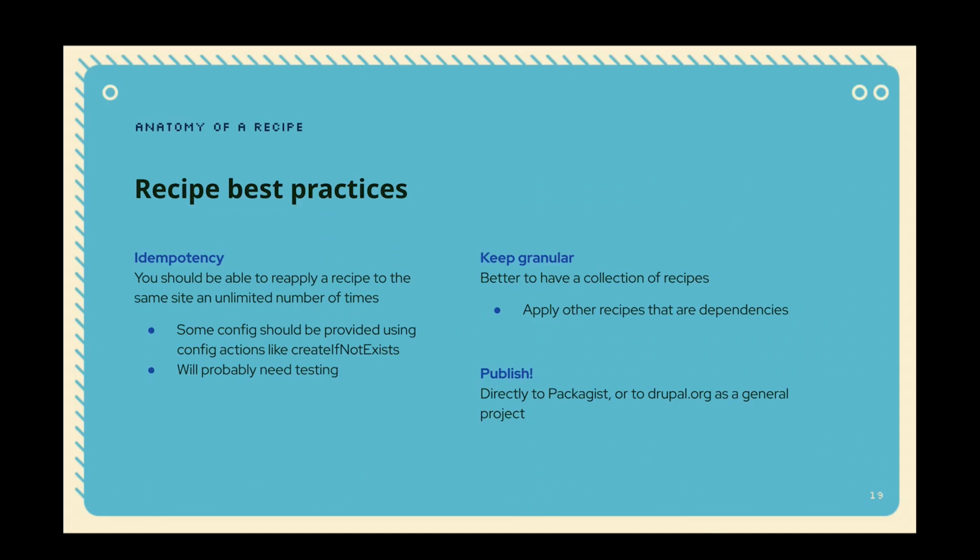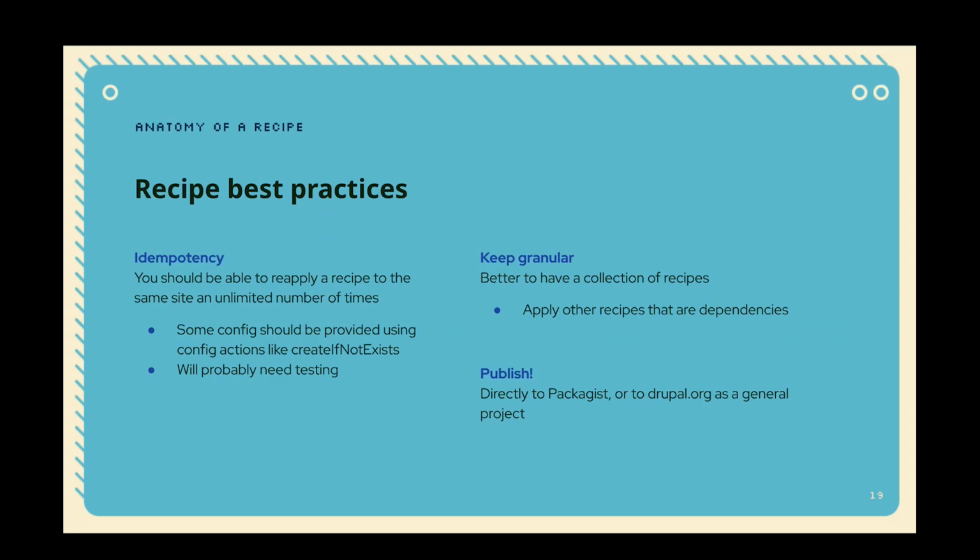So some best practices if you want to start creating recipes. Probably the first and foremost is this idea of idempotency, which is, before this year, a word that I had never heard before, but basically it's the idea that you should be able to apply a recipe again and again to your site without it causing an error. In practice, oftentimes this means that certain things, I find particularly form or view displays, end up being best implemented using config actions like create if not exists. There are some changes coming in 10.4 to 11.1 that are going to make that less necessary, but we'll get to that as we go through.